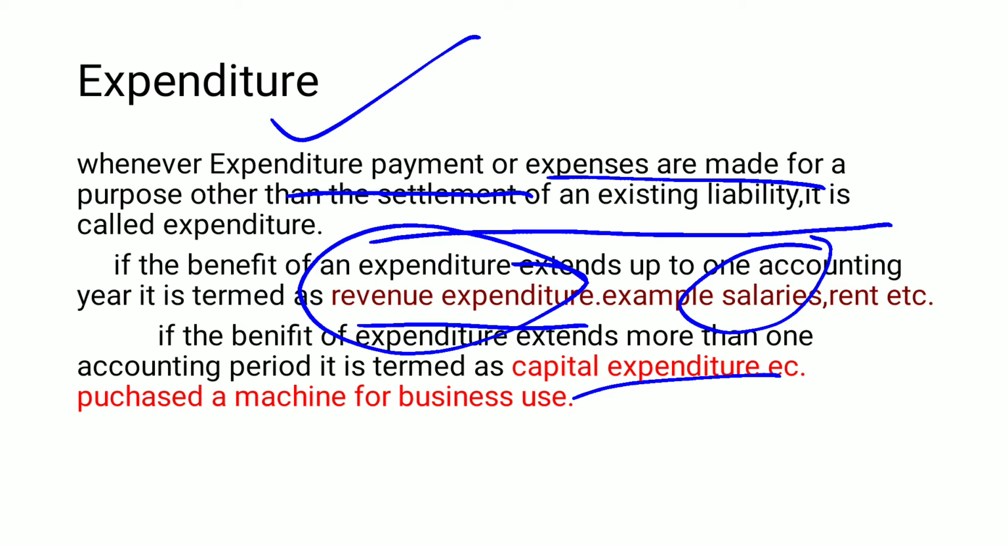Another one is capital expenditure. If its usefulness or benefit extends up to 2 years, 3 years, or more than 1 year, then it is treated as capital expenditure. So if within a year the benefit ends, then it is revenue expenditure.